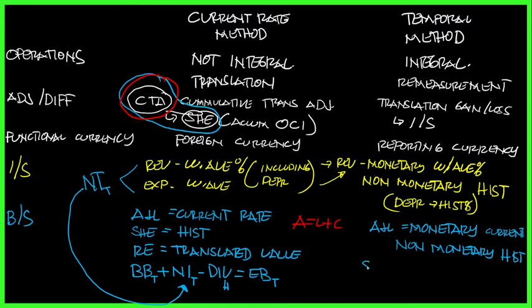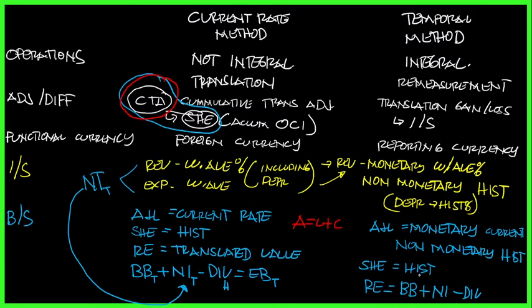And ganun din, your stockholders' equity, you use your historical rate. And take note, no? Take note that your retained earnings, or ending balance, will be equal to your beginning balance. Yan. As usual, plus net income less your dividends. Okay, and that's now your ending balance.